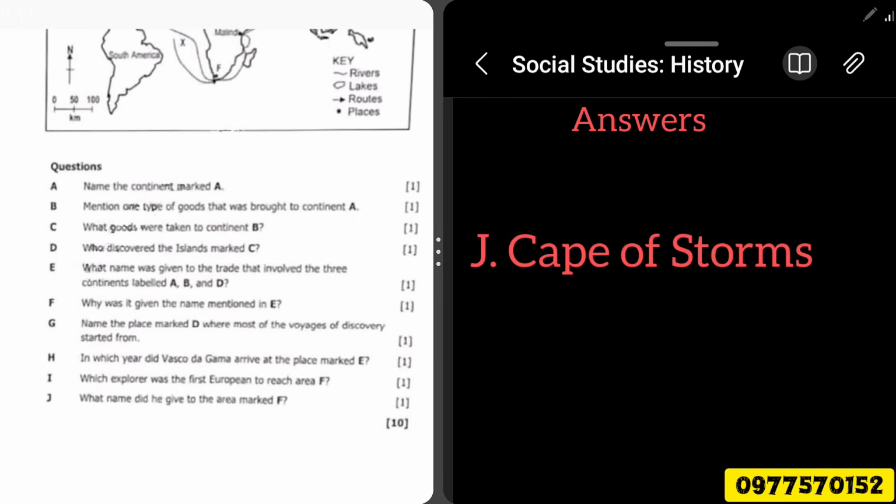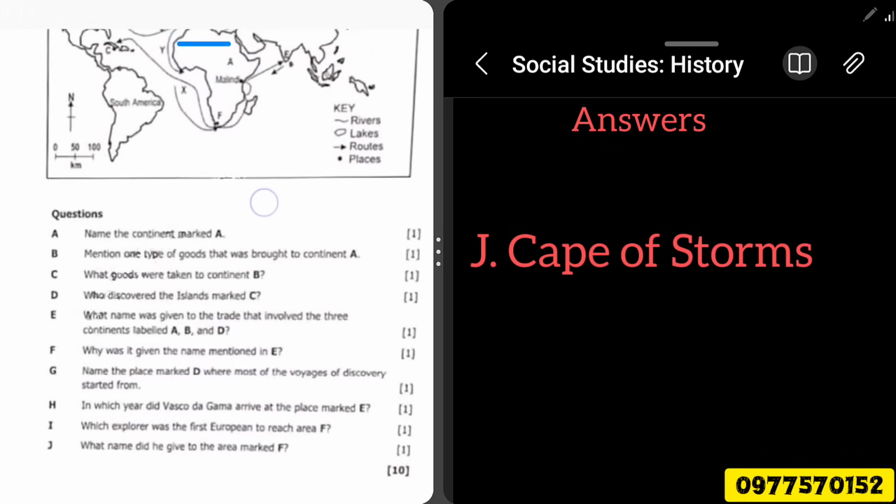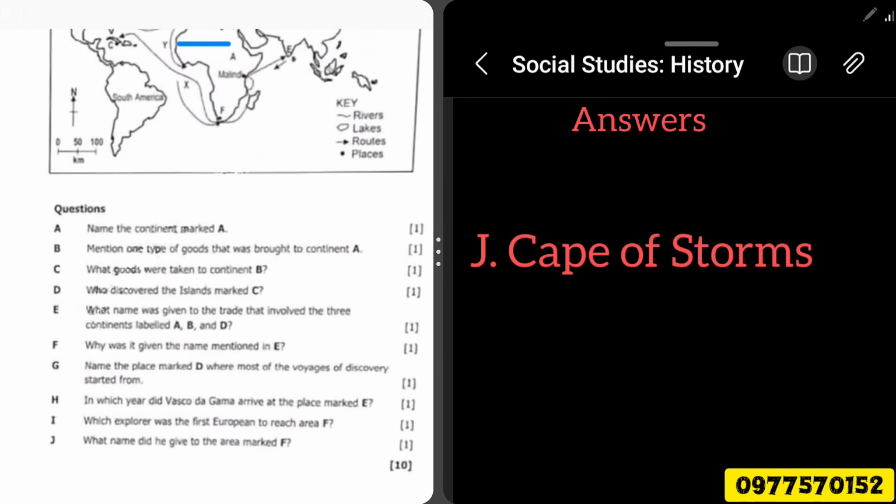All right, we're almost done. What name did he give to the area marked F? Cape of Storms. Why was it called Cape of Storms? It was known as Cape of Storms because of the storms he experienced when he reached the Cape. Okay, that's the end of this question.